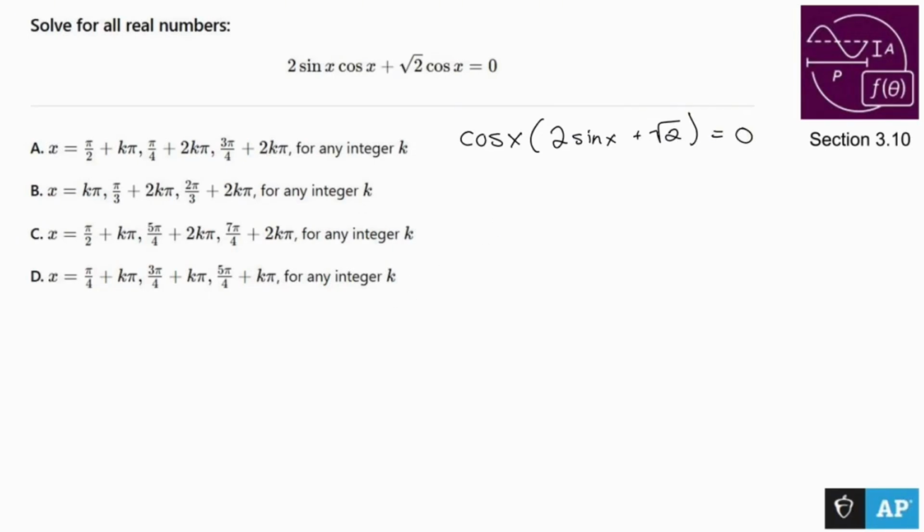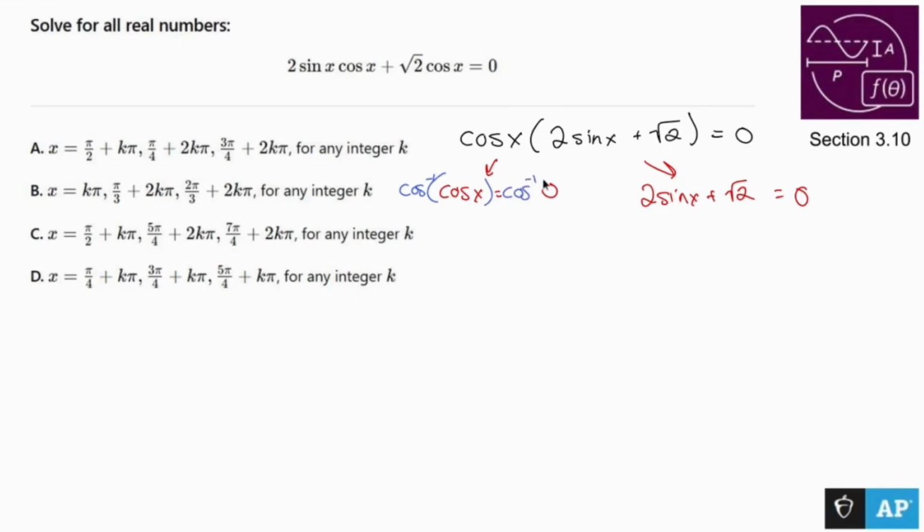Now what we do is we use the zero product property. We say cosine x equals 0. And then we also say 2 sine x plus root 2 equals 0 as well. Solve each one of these individually. This guy we can solve right away. All we do is inverse cosine both sides.